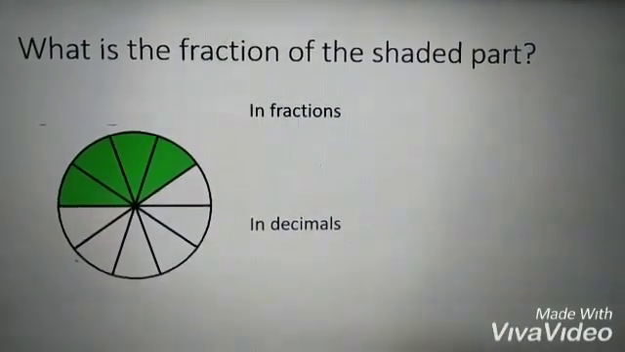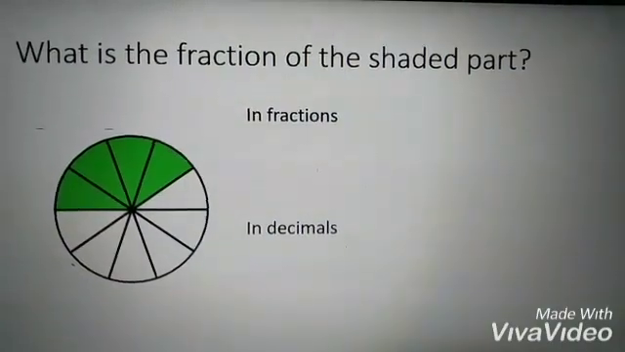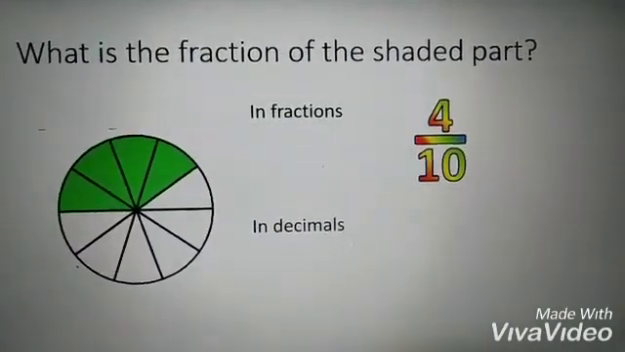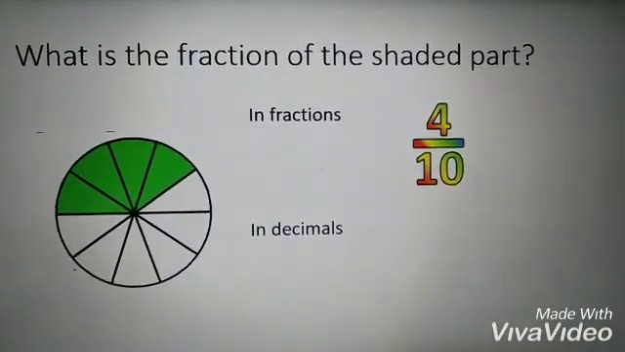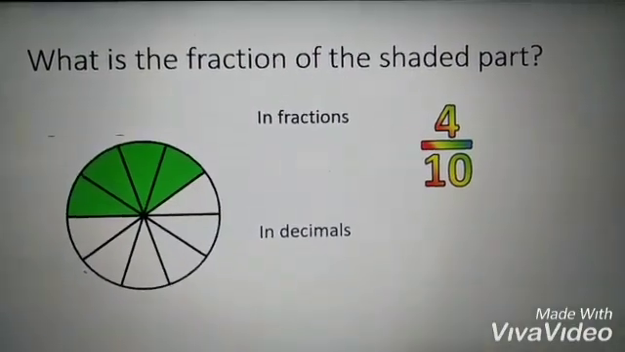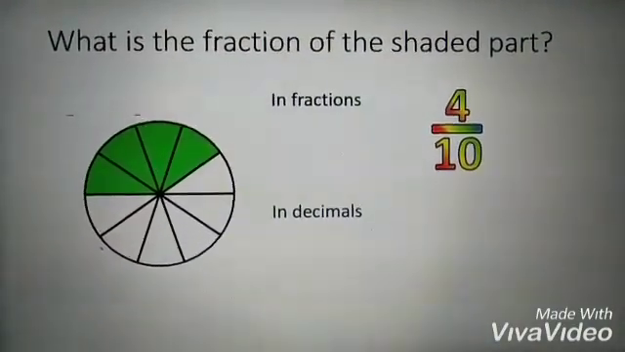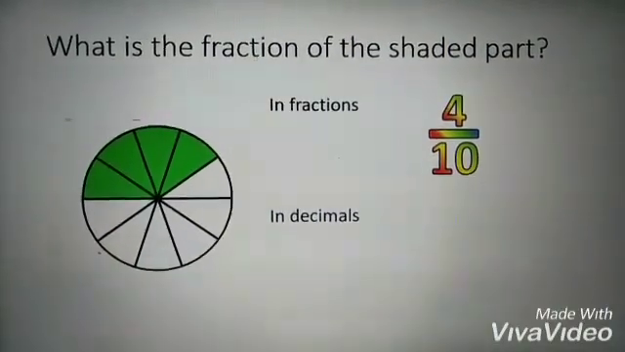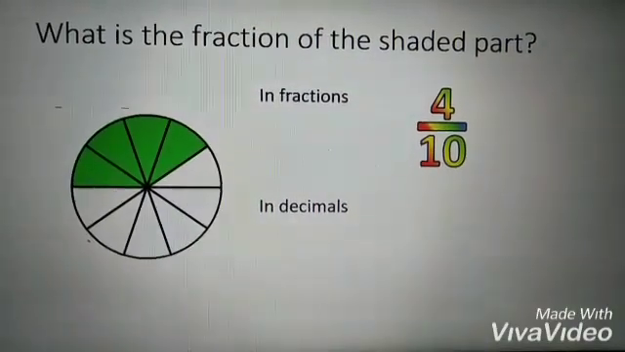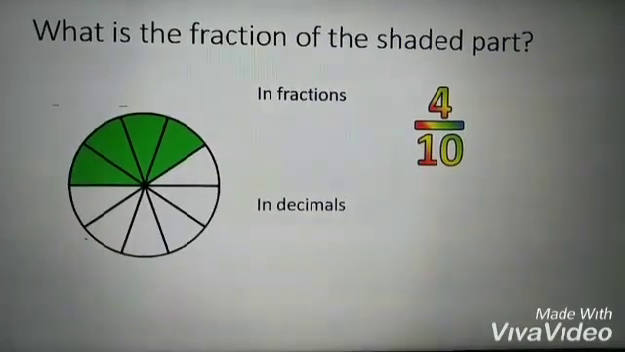There are 4 shaded or colored parts, and there are 10 parts altogether. So the fraction of the shaded parts is 4/10. Now, what about the fraction of the shaded part in decimals? To write it using decimals, we have to remember that decimals are written as 0, decimal point, and the tenths place.